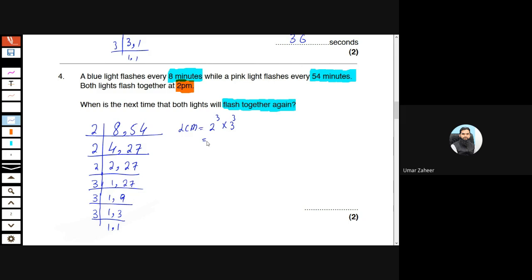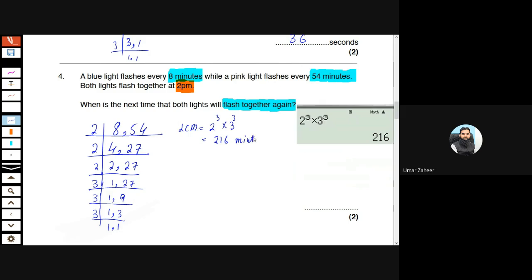Just tell me the value. 2 raised to power 3 and 3 raised to power 3 is going to be equal to 216. All right. So 216 you will get, it is basically after 216 minutes they are going to be flashed together.